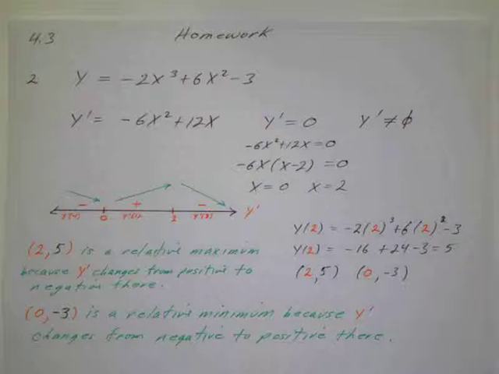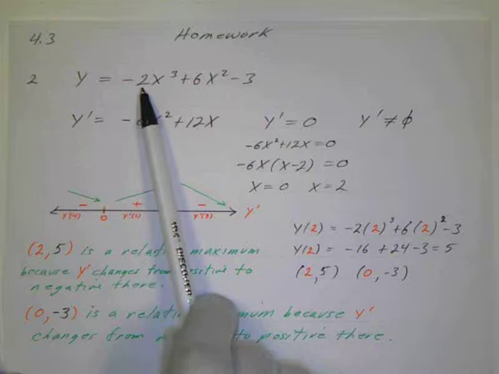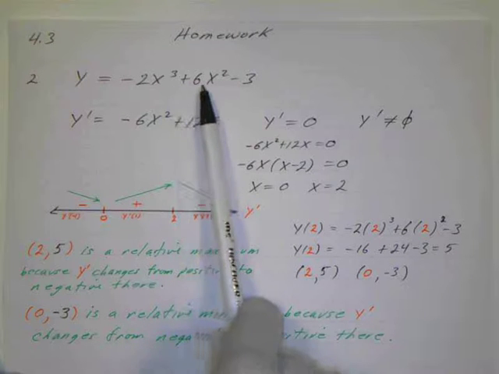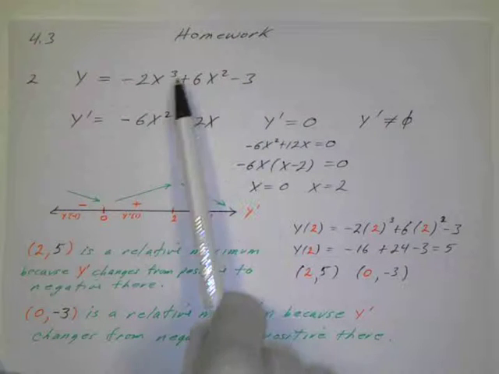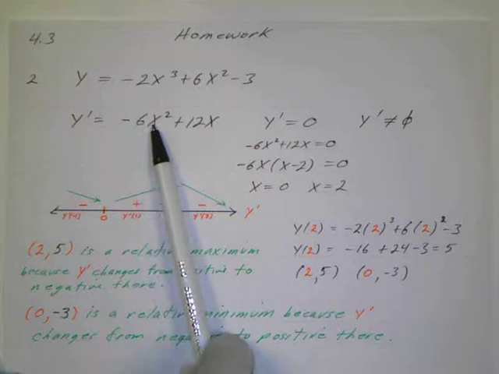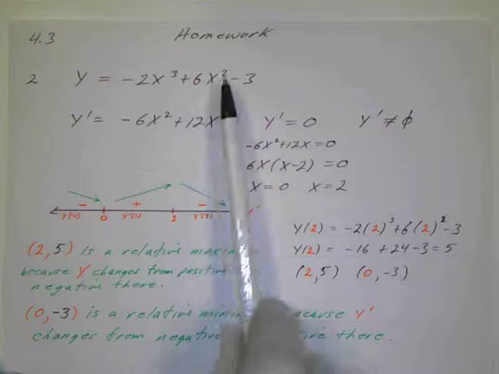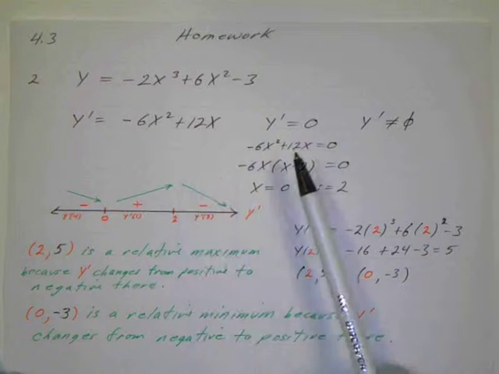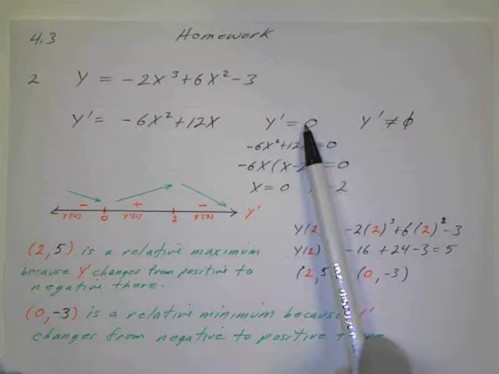Okay, these are some more problems from section 4.3, and this is number 2. And we just want to find the relative extrema, so what we do is we take the first derivative. So this was our function, negative 2x to the third plus 6x squared minus 3. So if I take the derivative, it's going to be minus 6x squared plus 12x. And it's either equal to 0 or undefined.